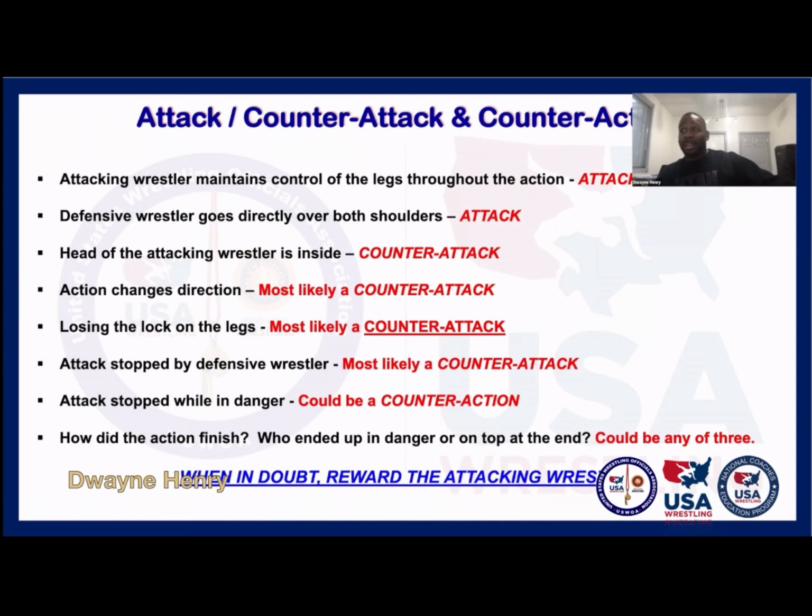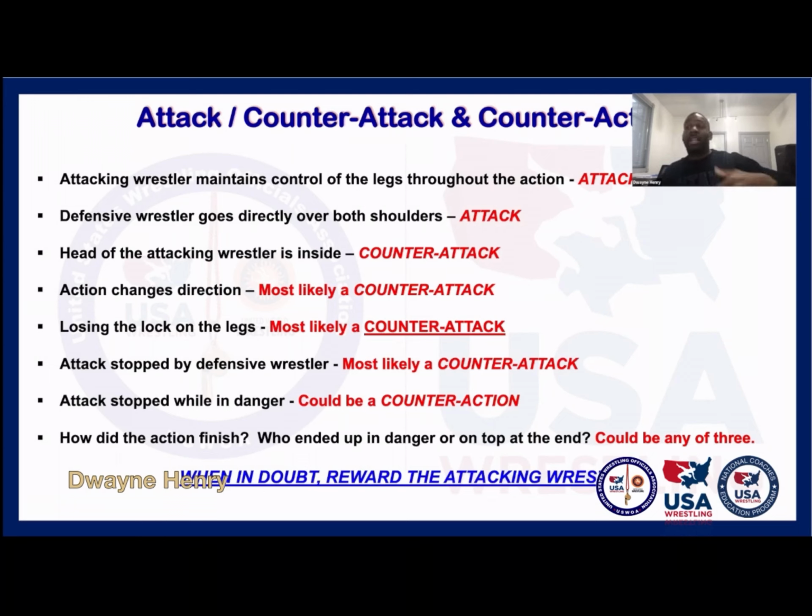The head of the attacking wrestler is inside. That's when it gets a little complicated, and you may have to start thinking about counterattack situations, just like that crossface, step the middle, heads on the inside. That could also happen from situations where I put my head on the inside, I go for some type of head inside attack, and the other guy takes advantage of this kind of situation. The attack changing directions, those things cue you into whether it's a counterattack. It will more likely be a counterattack situation.